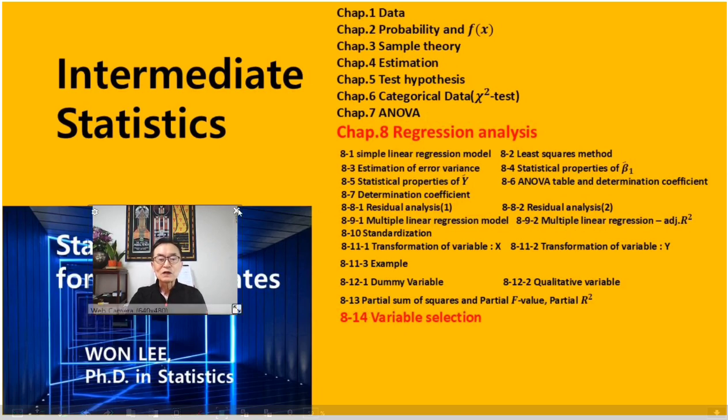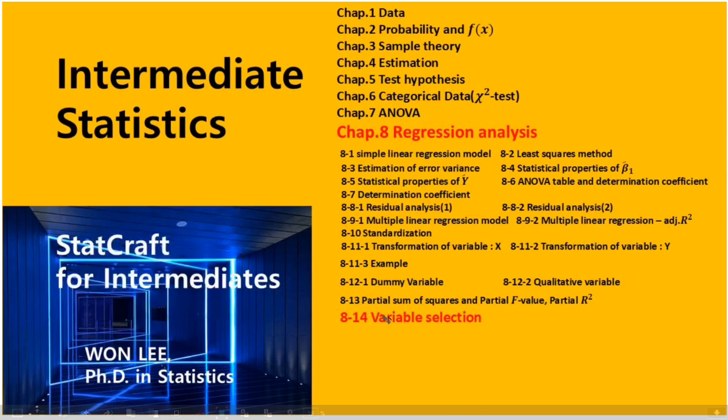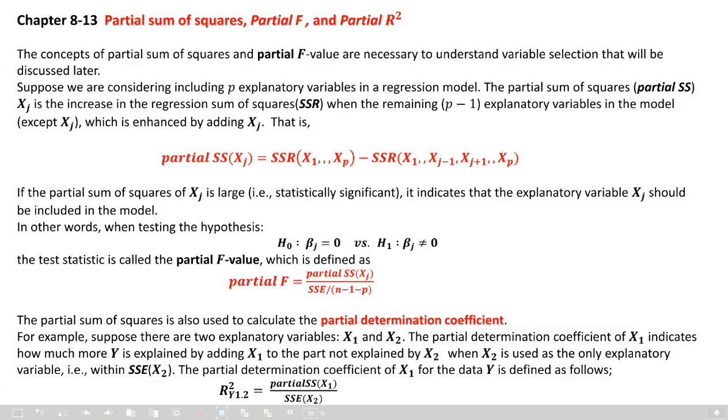Before I explain variable selection, I'd like to review a little about partial F again, because I told you that in the multiple regression model, for the beta j equal to 0 test problem, we use the t value, okay? Let's see how to use the t value.